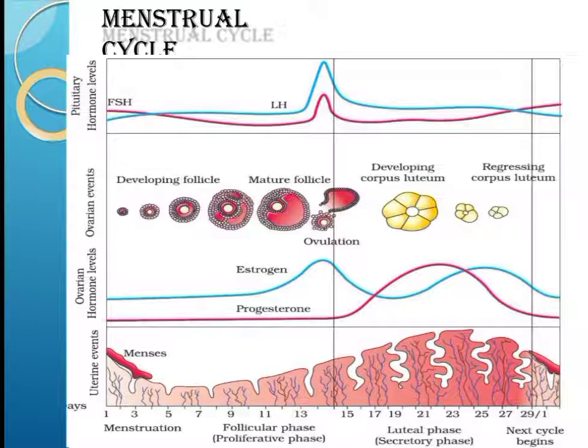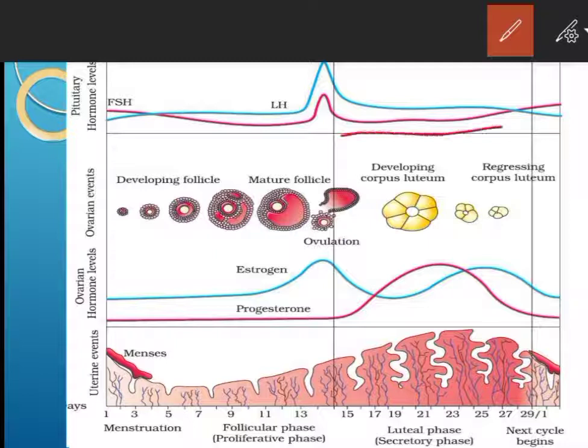See, if fertilization does not occur, the unfertilized egg will degenerate, that is, autolysis will take place. Then there will be reduction in LH. The LH level will decrease slowly and gradually. You can see here it decreases. Because of that, there will be degeneration of the corpus luteum, and due to this degeneration, there will be a consequent fall in the progesterone level. You can see there is a decrease in the progesterone level.